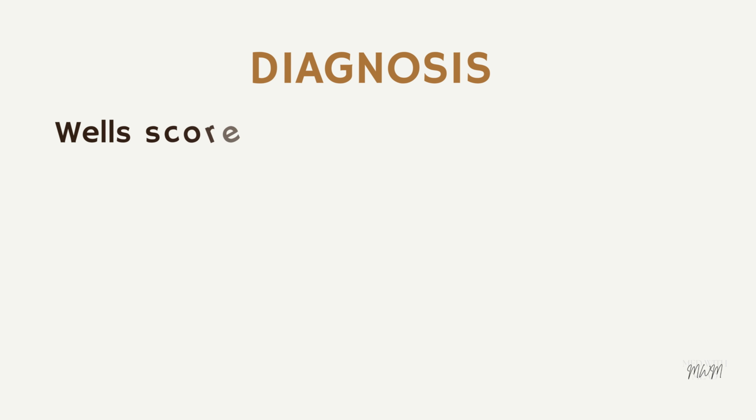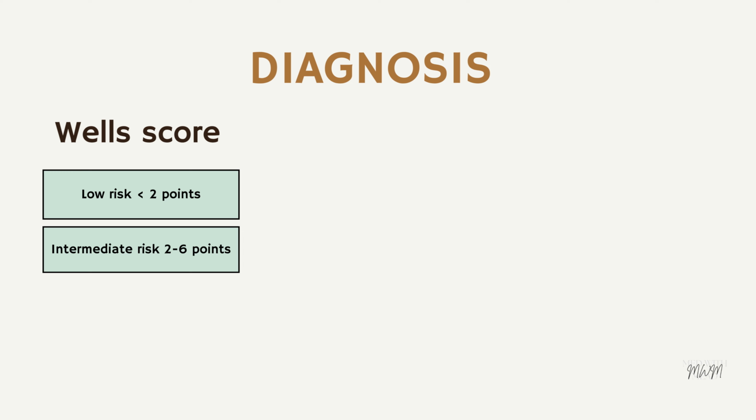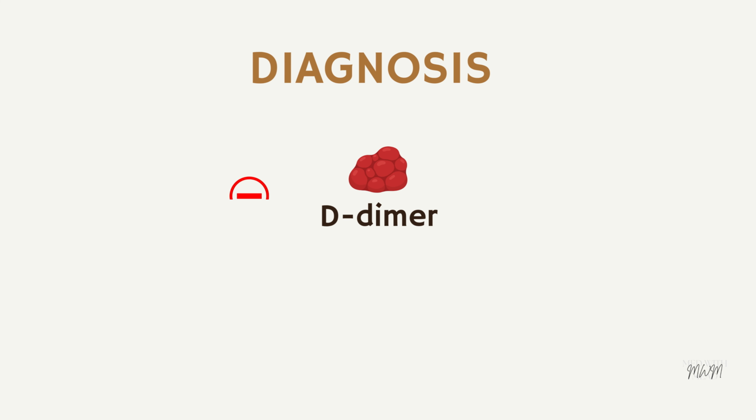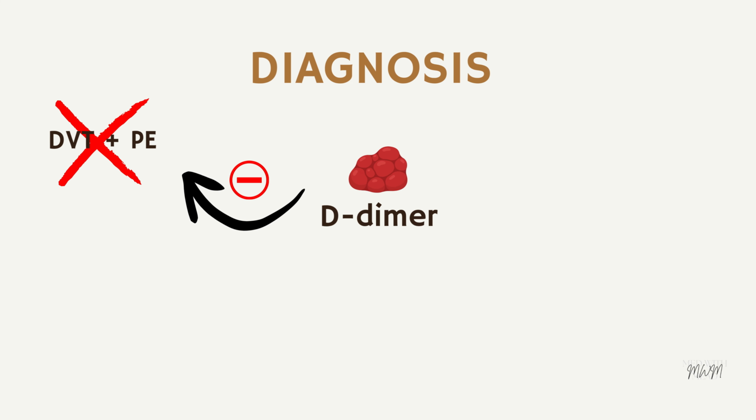If the pretest probability is low or intermediate, the next step is D-dimer testing. D-dimer increases when there is active clot formation and breakdown. A negative result essentially rules out both deep vein thrombosis and pulmonary embolism, while a positive result requires imaging.